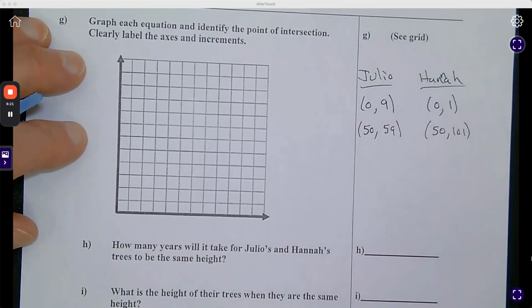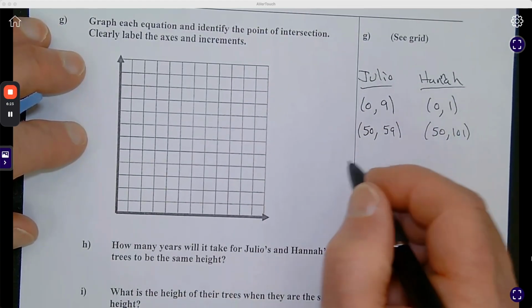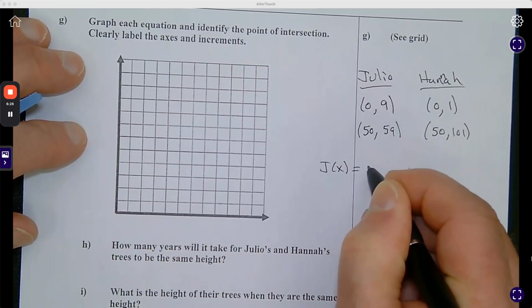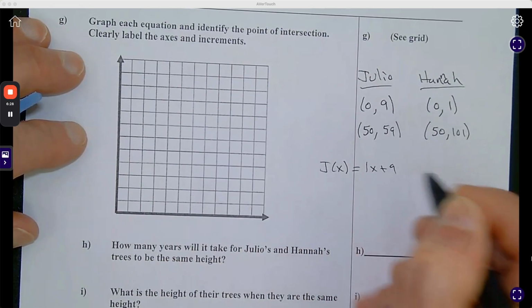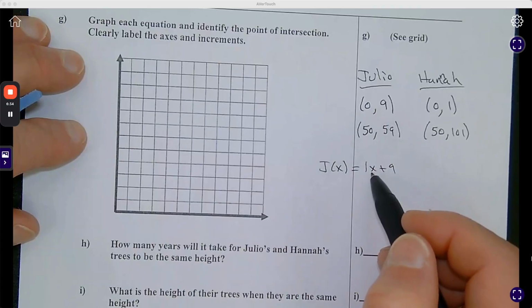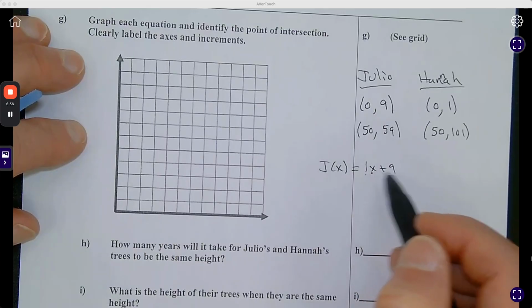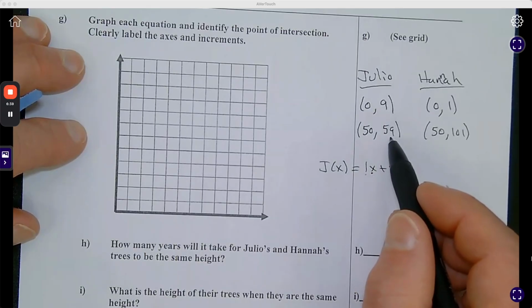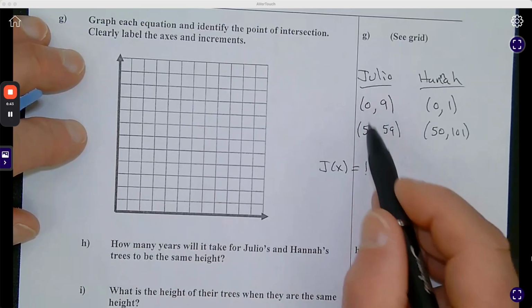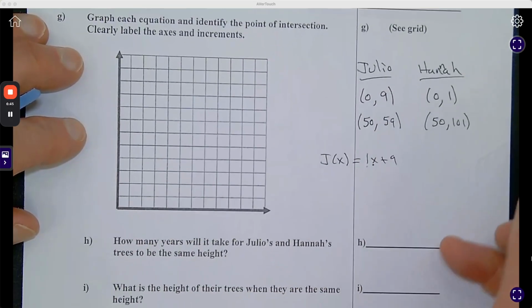All right, so what I did was I used Julio's equation, j of x equals 1x plus 9, and I let x be 0, and I got out a 9. Then I let x be 50. 1 times 50 is 50 plus 9 is 59. I got out a 59. So that's the minimum and maximum height, minimum and maximum time.